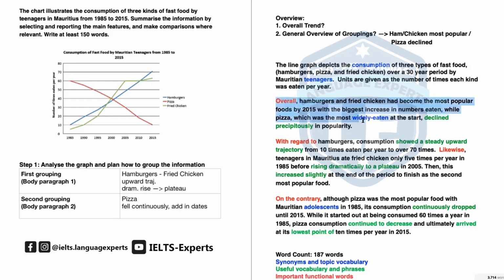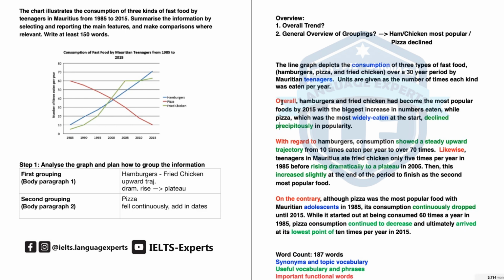Now, when we look at our overview paragraph here, again, we start with overall. Hamburgers and fried chicken had become the most popular foods by 2015, with the biggest increase in numbers eaten, while pizza, which was most widely eaten at the start, declined precipitously in popularity. So again, we are starting with our overview.